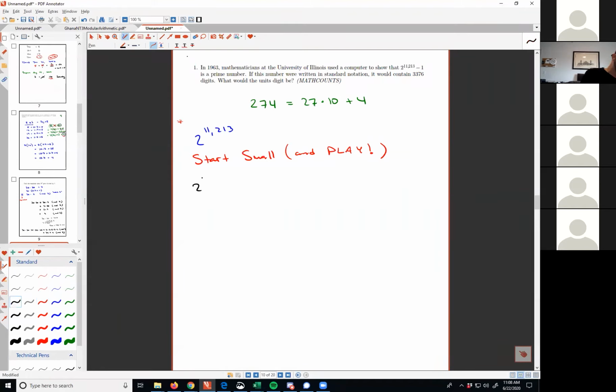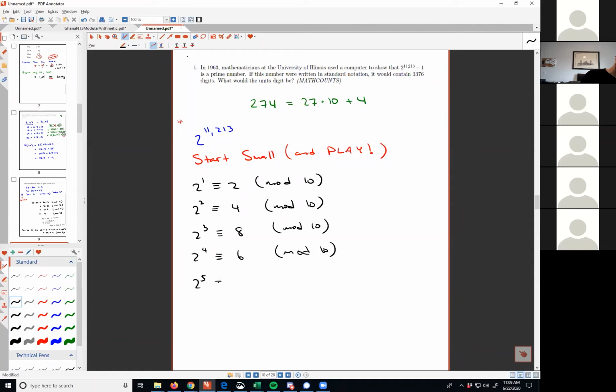We're going to say 2 to the 1st power. Well, that leaves a remainder of 2 when divided by 10. That wasn't too hard. 2 to the 2nd power is 4, so that has a units digit of 4. 2 to the third power is 8, has a units digit of 8. Pretty easy so far. 2 to the fourth is 16, which has a units digit of 6.